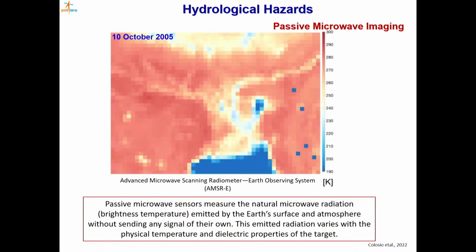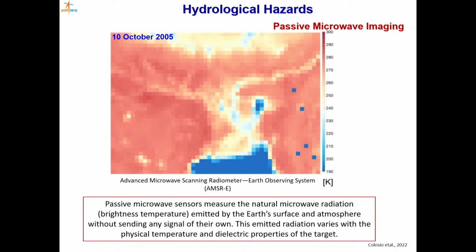We also have passive microwave sensors. They measure the natural microwave radiation, that is the brightness temperature emitted by the earth's surface and atmosphere. They do not send their signal, but receive the emitted radiation, which varies with the physical temperature and dielectric properties of the target. Since their resolution is coarse, they are not hindered by the presence of cloud, but they are used at a regional level, to have an idea of how the soil moisture, or the brightness temperature, are varying.